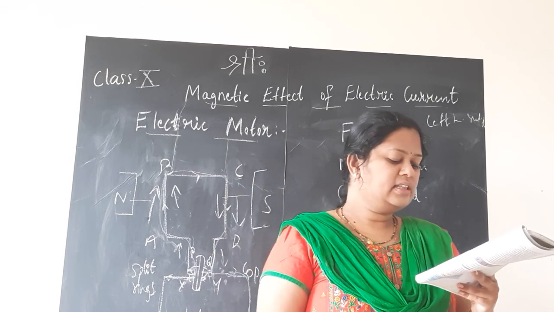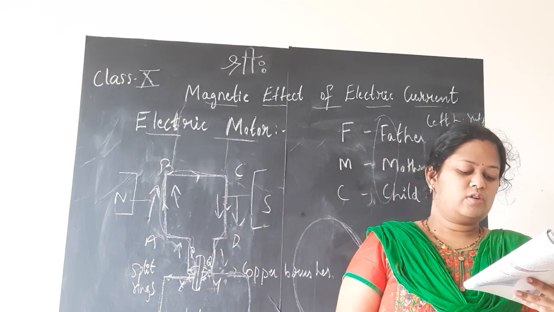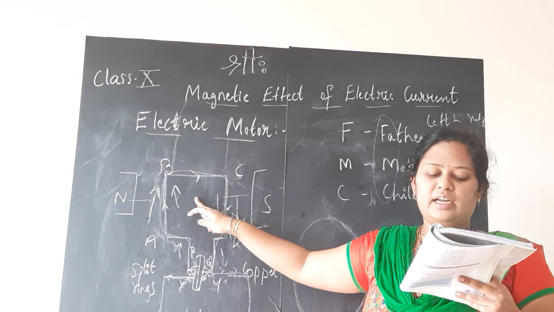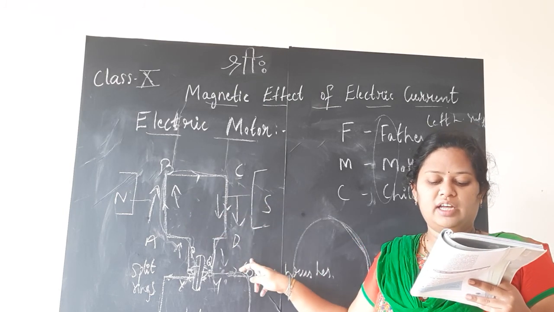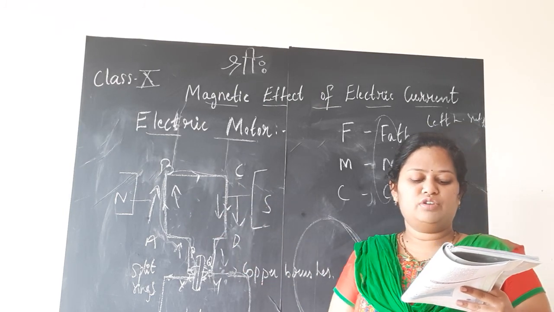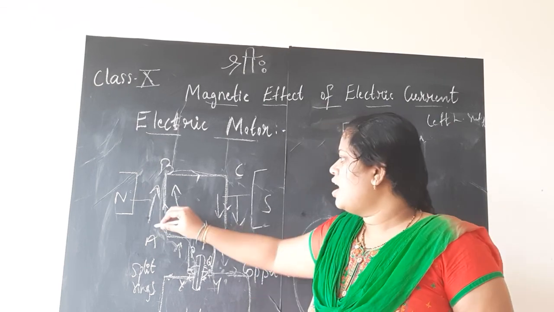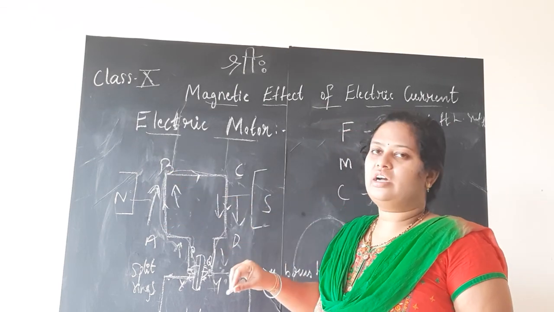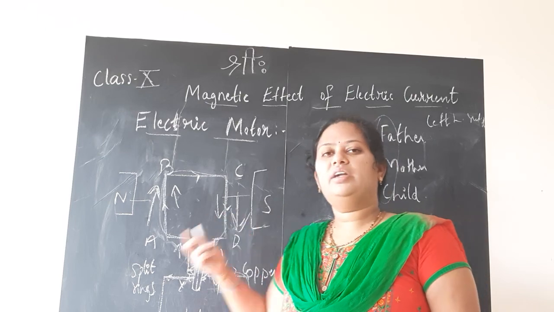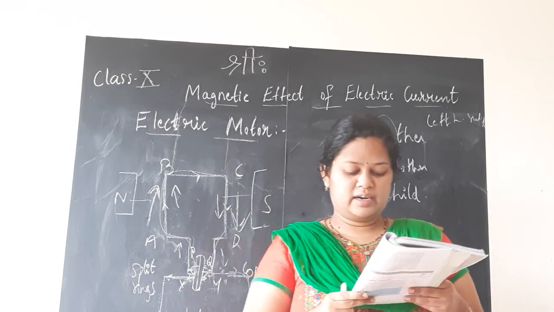Notice that the current in the arm AB of the coil flows from A to B, and in arm CD it flows from C to D, that is opposite to the direction of current through arm AB. So in arm AB the current is in the upward direction, and in arm CD it will be in the downward direction. I said that to you beforehand.